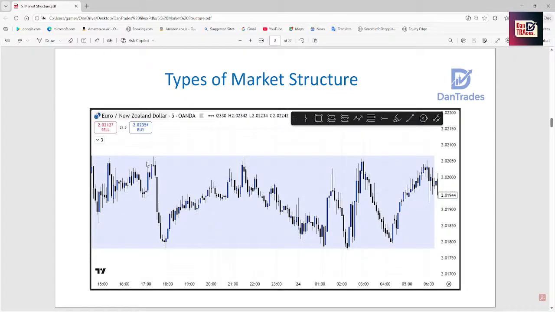As you can see, the top looks like a ceiling, and the bottom looks like a floor. That's showing the resistance and showing the support. So we are trying our very best to fight against ranging markets. We don't trade ranging markets. You either look for an uptrend or you look for a downtrend. Nothing else, nothing more. Anything ranging is out of our reach.